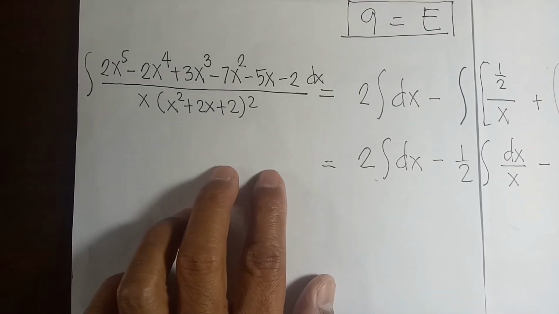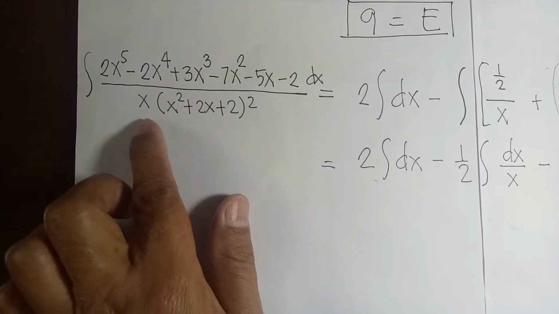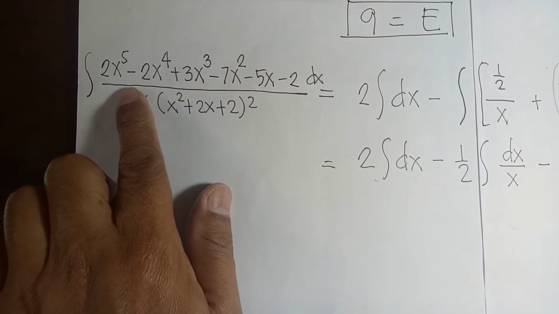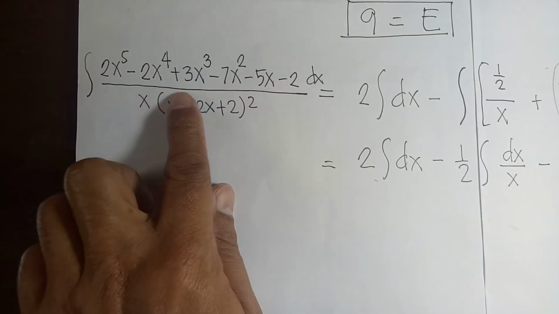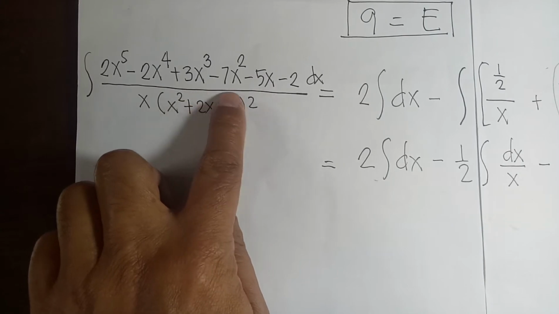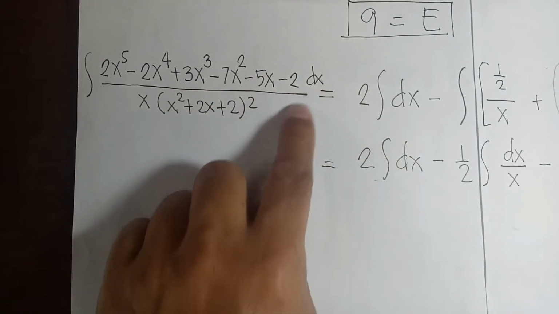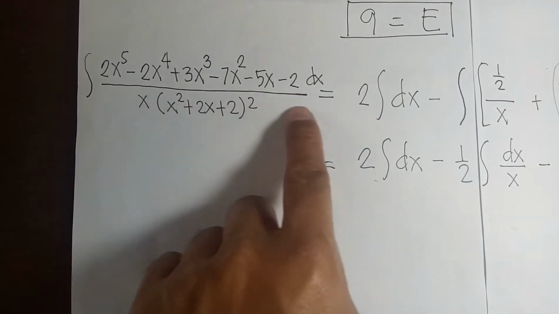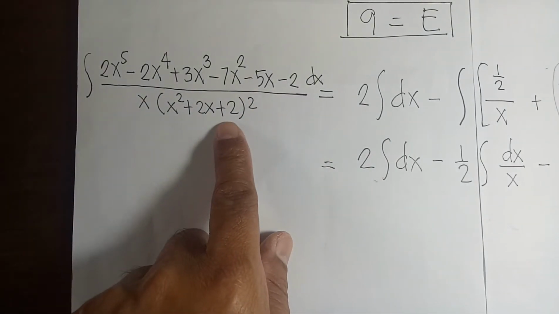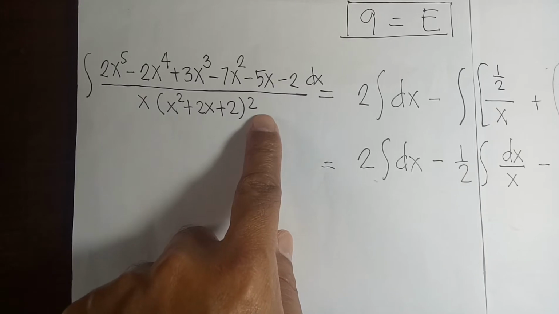Dito tayo nangyari sa ating huling video. No? So, integral of 2x to the 5th minus 2x to the 4th plus 3x cubed minus 7x squared minus 5x minus 2 dx divided by x times x squared plus 2x plus 2 squared.